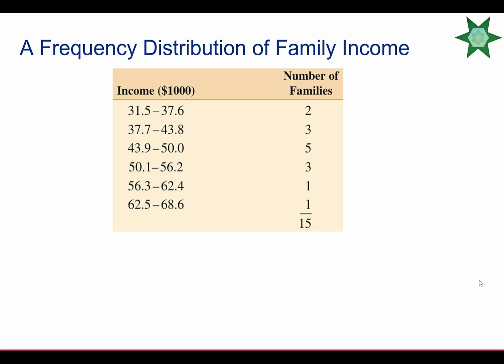Here's a frequency distribution where each of the groupings is a range of values, and this is looking at income. And rather than having each of the values here in the left column be a single income level, we've grouped them together into what we call classes. And we see in this group there are 15 families that were surveyed. 2 families had an income between $31,000 and $37,600, and so forth.